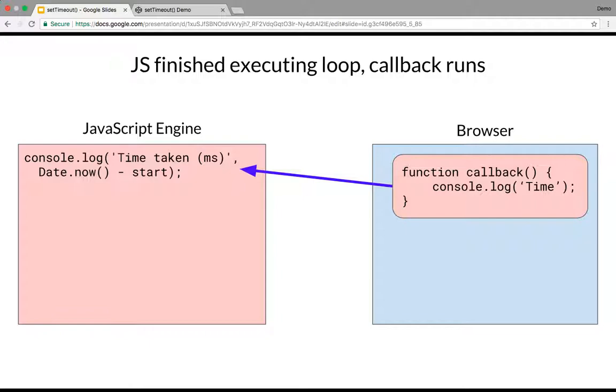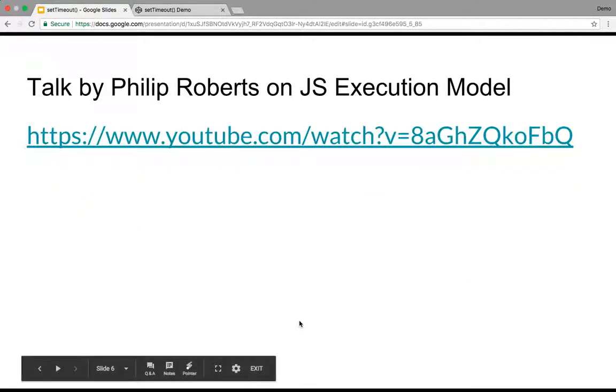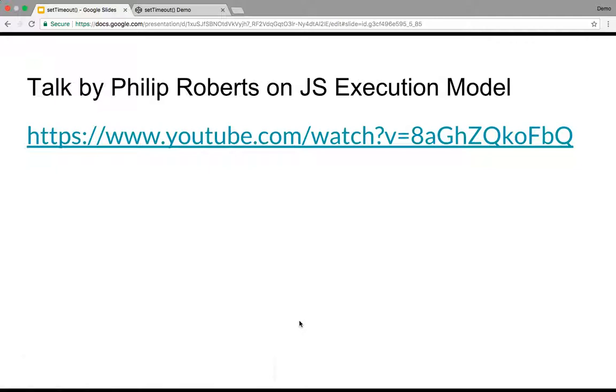Similar to setTimeout, the async callback in Ajax gets passed to the browser. The browser does the work of talking to the server that it needs to talk to, and only when the response is available does the JavaScript engine pass the callback back again. So this is a nice, simple overview of how JavaScript execution works.